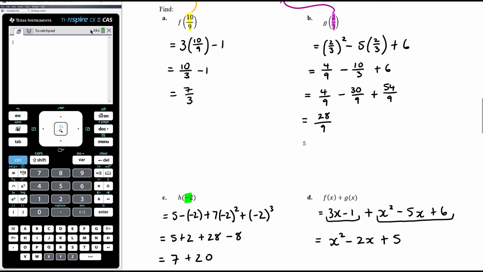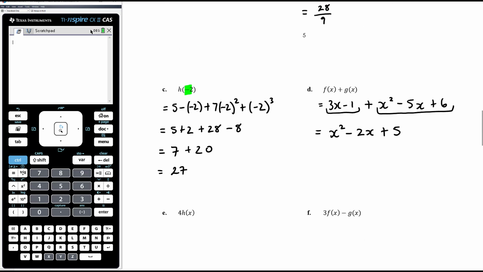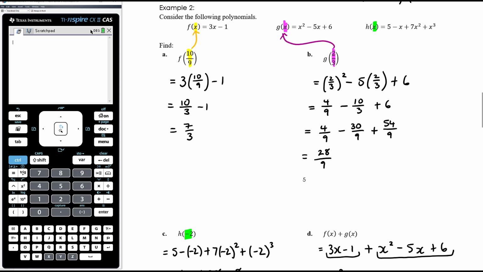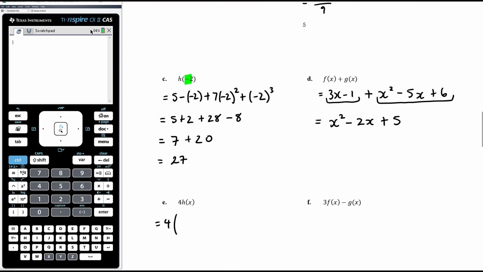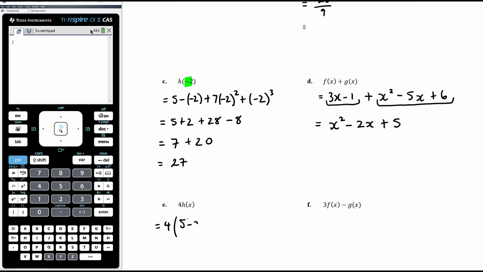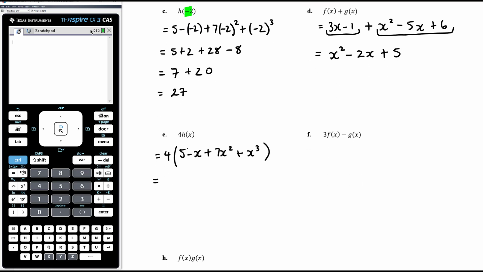4 times h of x. Okay, so we're going to have 4 times h. Now let's just copy h down from up here. H is 5 minus x plus 7x squared plus x cubed. I'm going to do 4 times that. So that's going to be 20 minus 4x plus 28x squared plus 4x cubed. So we're just looking at working with the arithmetic of polynomial functions.